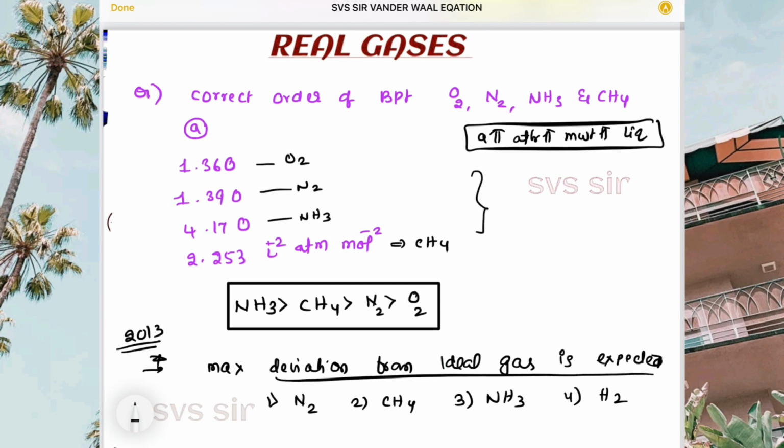So this is today's class. Everybody go through the NCERT. Be thorough with the NCERT. That is more than enough.